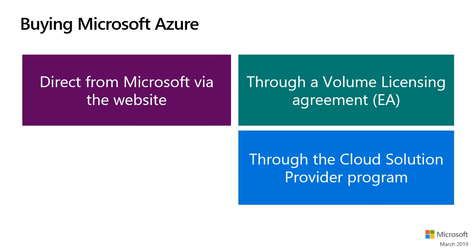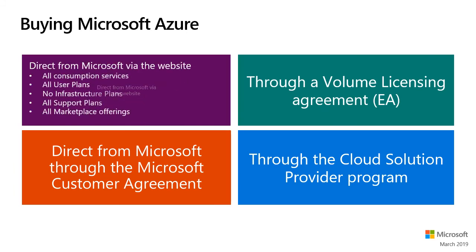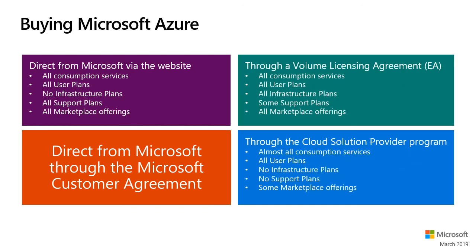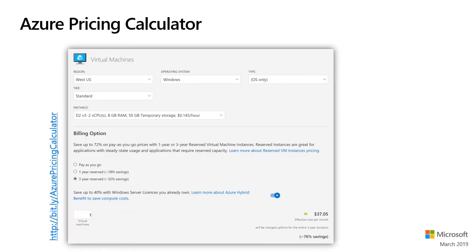You can also go through the Cloud Solution Provider program. We have a number of partners that have already created solutions or services on top of Azure, where their Azure cost is already embedded. That is called the Cloud Solution Provider. Or you can do it through Microsoft through the new agreement called the Microsoft Customer Agreement. And these are the different types of consumption plan services that are available for each.